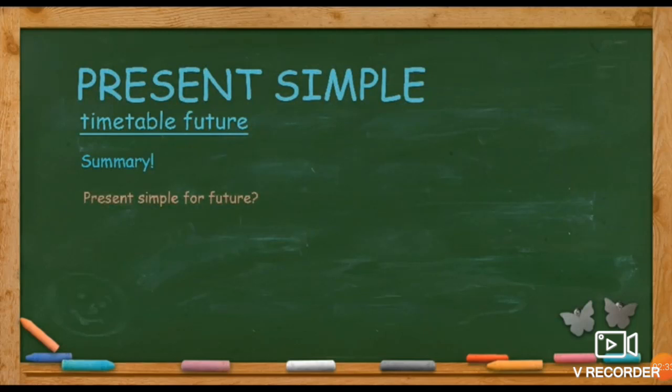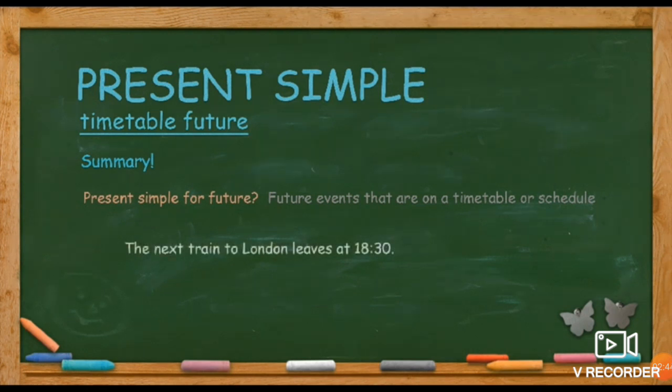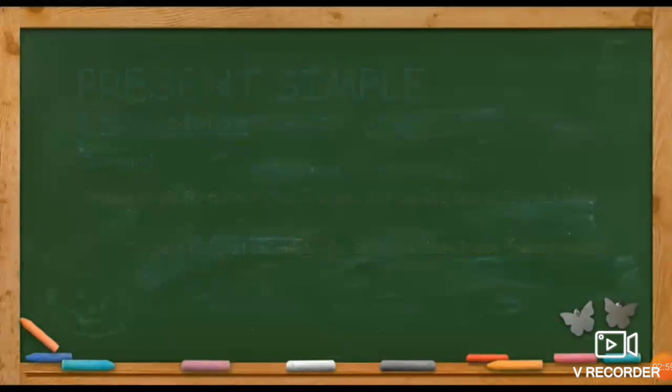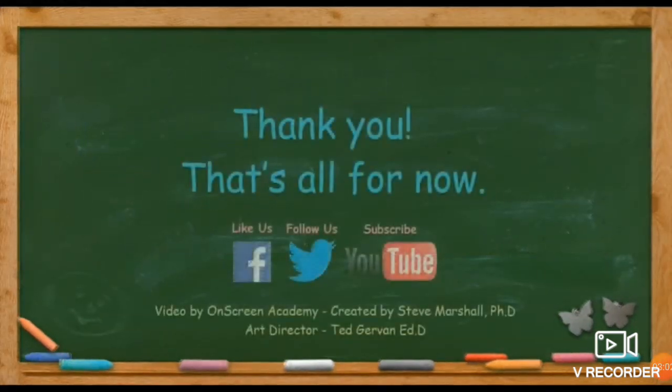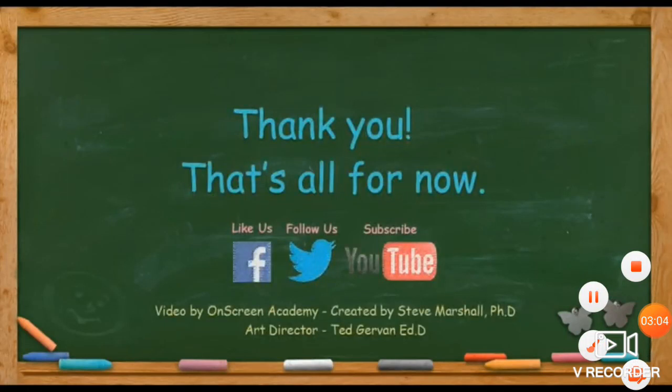Here's a summary of the lesson. When do we use present simple for future? When the future events are on a timetable or a schedule. For example, the next train to London leaves at 18:30. Here the present simple is used because it's a timetable future event, leaves. Thank you, that's all for now.